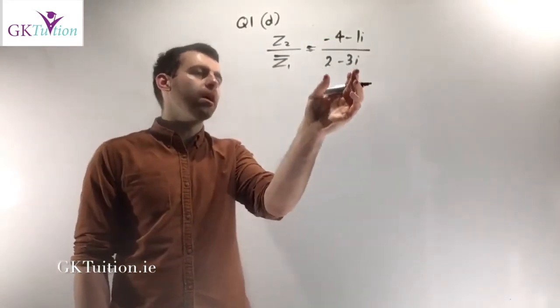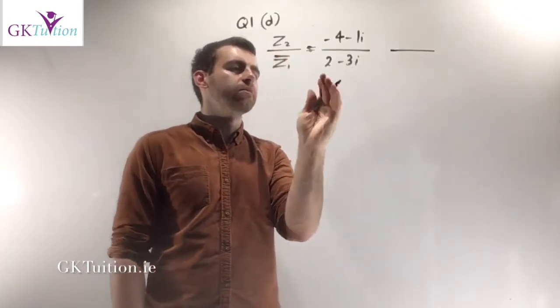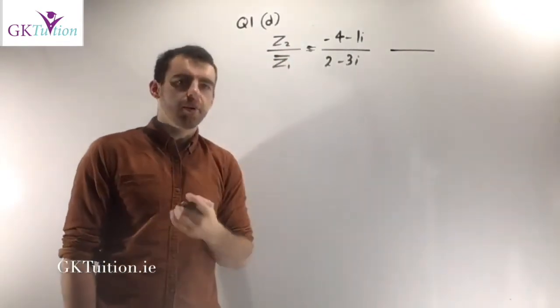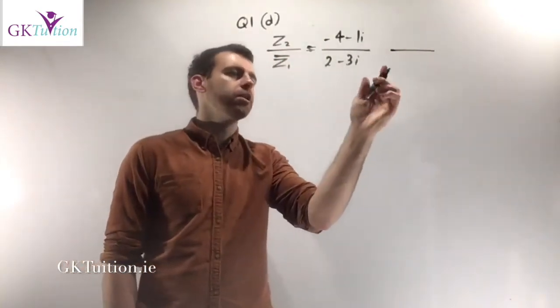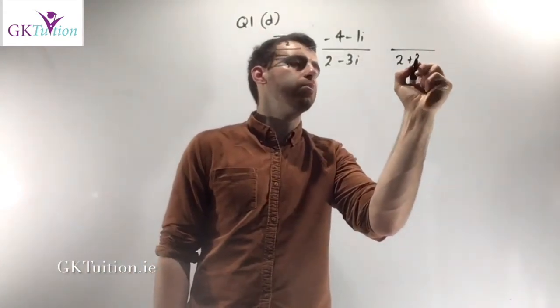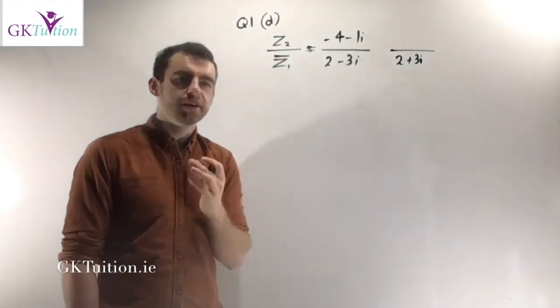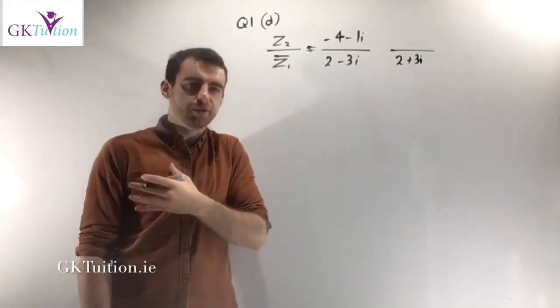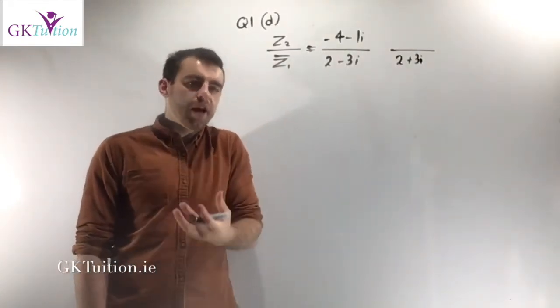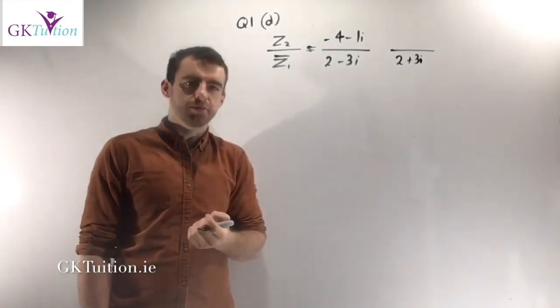In order to eliminate the i on the bottom of this fraction, I need to multiply 2 minus 3i by its conjugate. The conjugate of 2 minus 3i is 2 plus 3i. If I multiply 2 minus 3i by 2 plus 3i, the middle terms will cancel and I'll be left with no more i's. But I can't just randomly multiply the bottom of the fraction by 2 plus 3i.